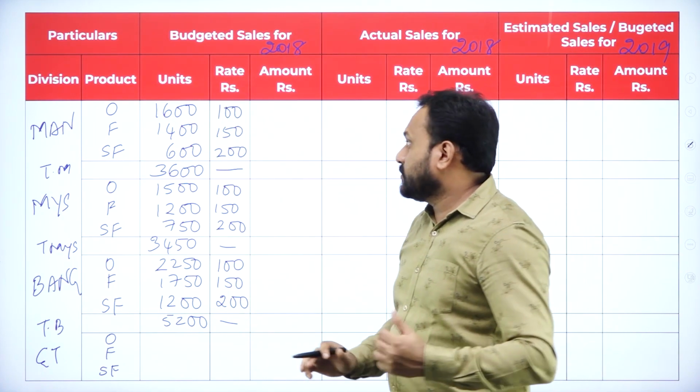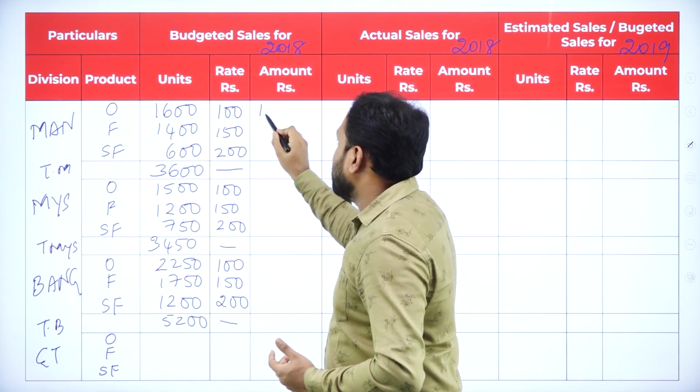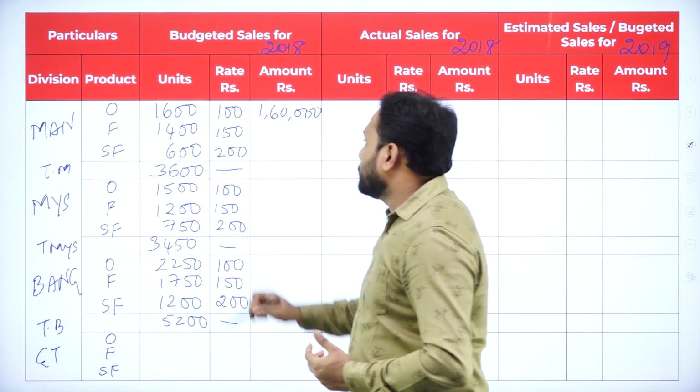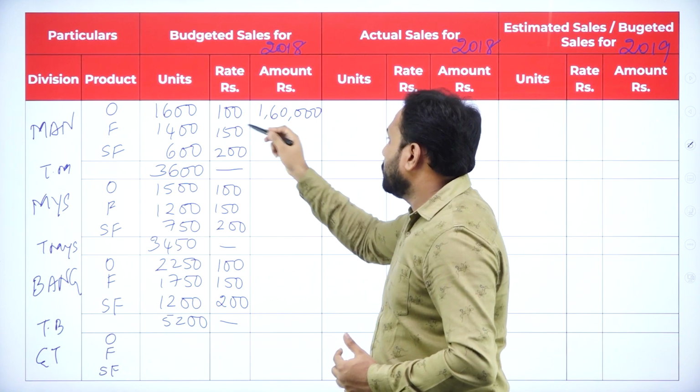Amount: what you are supposed to do is multiply. This is how you are supposed to write. That means here 1,60,000 is what you will actually get.